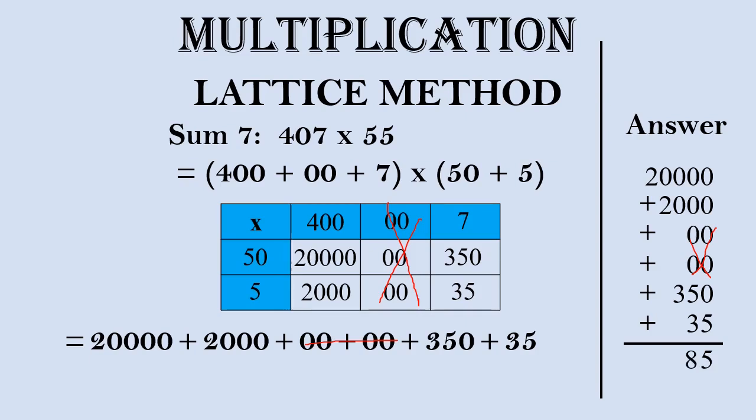Five plus 3 is 8. 3 plus nothing is 3. 2 plus nothing is 2. And again bring down 2 in the 10,000s place. That's 407 multiplied by 55 is 22,385.